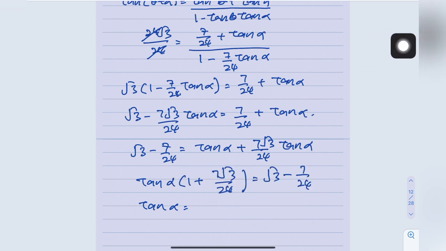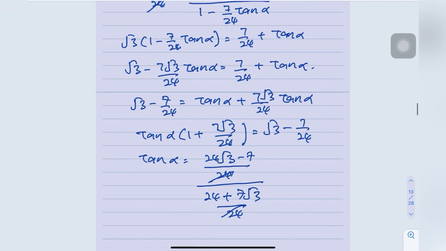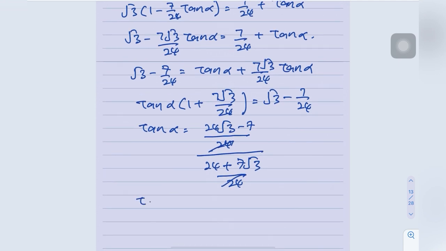Okay, so this one becomes tan alpha equals, we equate the denominator. So (24√3 minus 7)/24 divided by (24 plus 7√3)/24. Okay, so then we can eliminate. So this one becomes tan alpha equals 24√3 minus 7 over 24 plus 7√3.